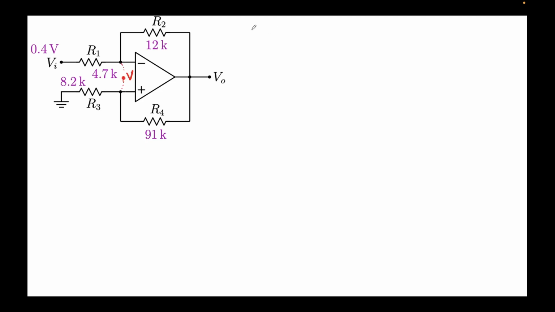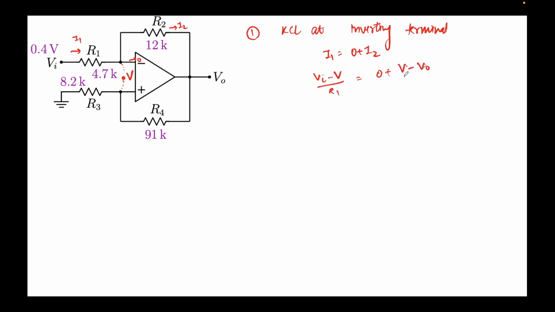Now what we'll do is first do KCL at the inverting terminal. Inverting terminal means the negative terminal, this terminal. So let's do KCL here. We'll assume that a current I1 is coming and a current I2 is going like this, and again there'll be zero current flowing here, right? So I can say incoming current I1 equals 0 plus I2. The value of I1 will be simply V1 minus V over R1. This will be equal to 0 plus I2, which will be V minus V naught over R2. This is our first expression.